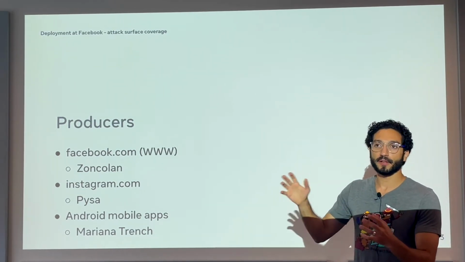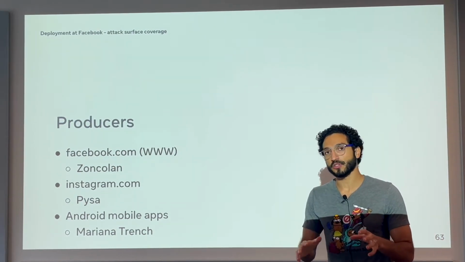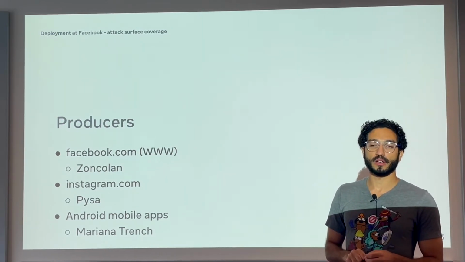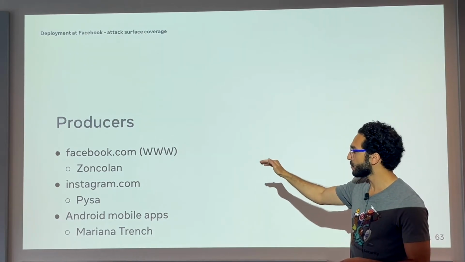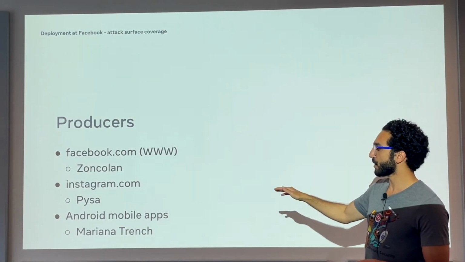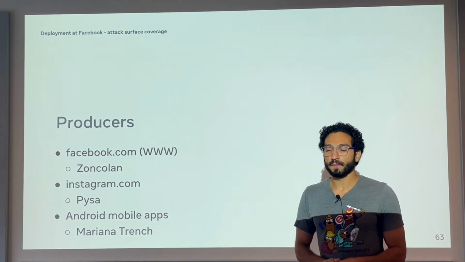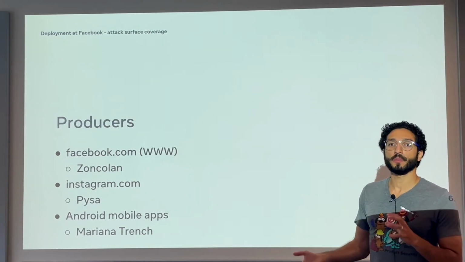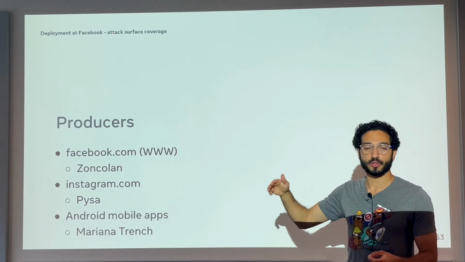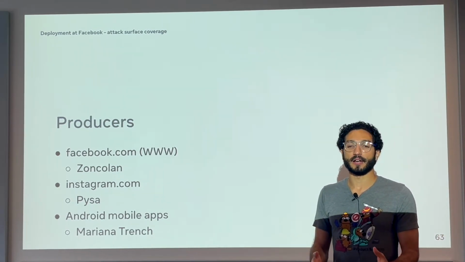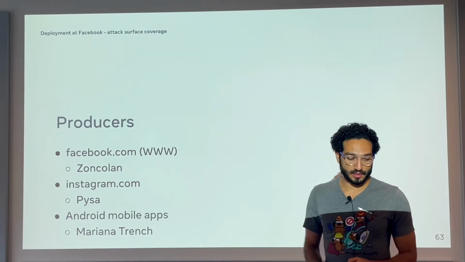You remember that picture we showed, we have user-facing applications. So you want all your engines to be working on these user-facing applications to map all the attack surface. So we have ZoneClan analyzing Facebook, PISA analyzing Instagram, and Mariana Trench analyzing all our mobile applications. You might be wondering, why do we need to analyze the mobile application and know what the entry points to our backend are if we will mark everything on the backend as user controlled? Like if you mark all entry points on your web tier, why do you need the mobile application? I will show you in a couple of slides why this is important.